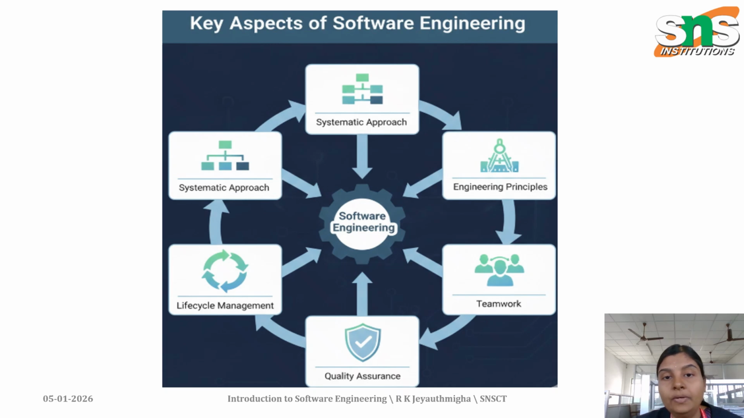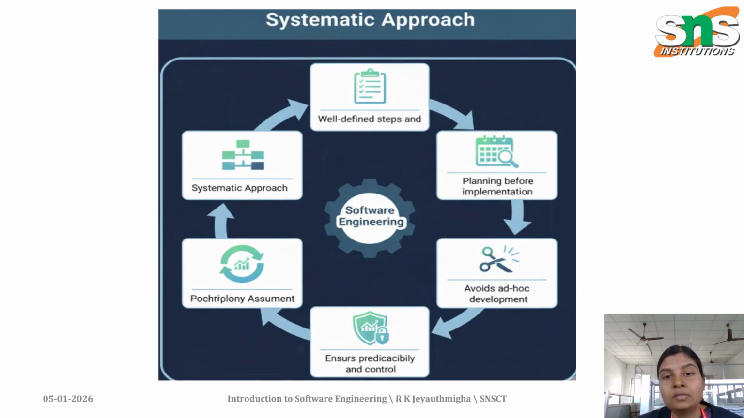Key aspects of software engineering are systematic approach, engineering principles, teamwork, quality assurance, and lifecycle management. Systematic approach means well-defined steps, planning before implementation, avoiding ad hoc development, and ensuring predictability and control.